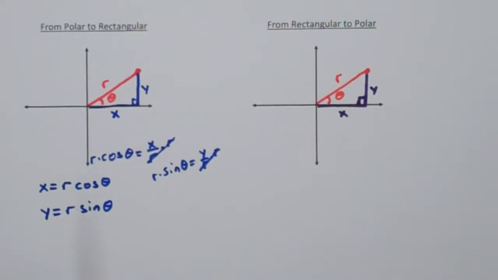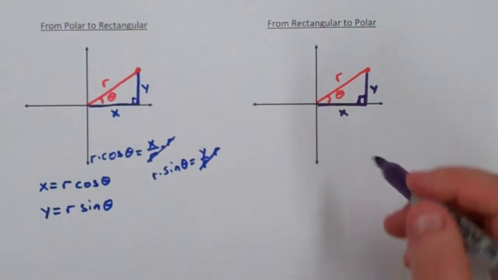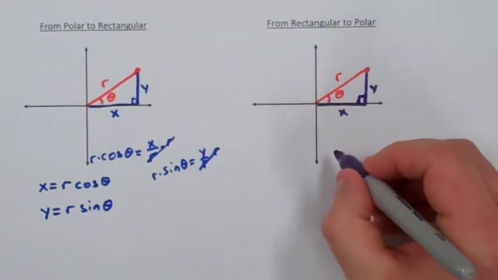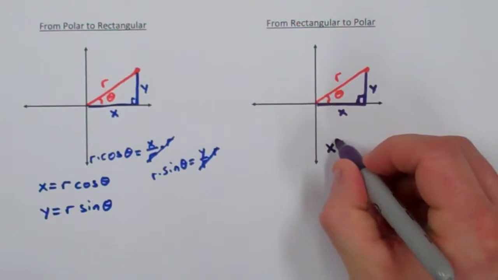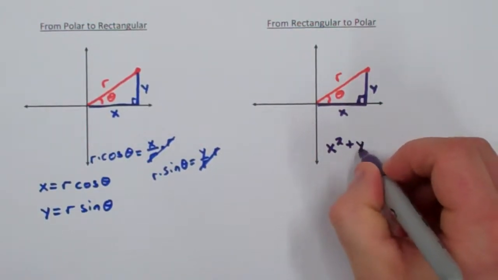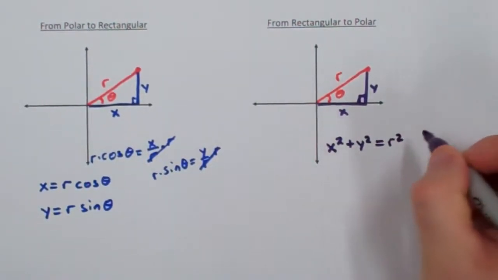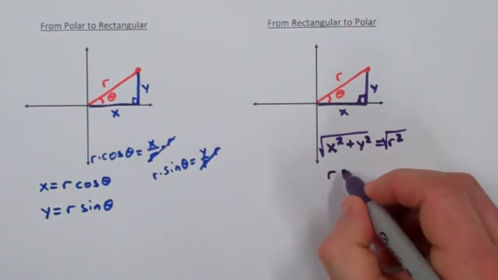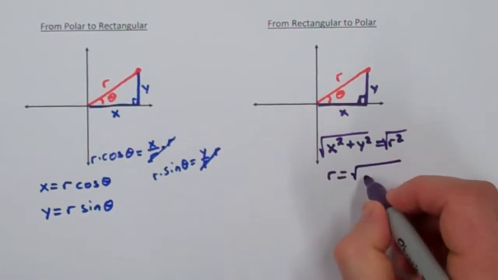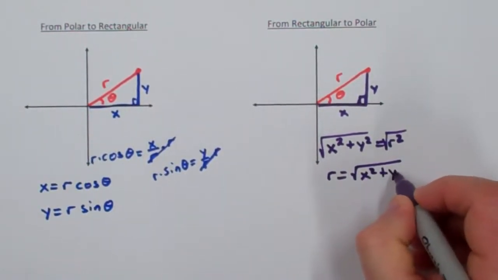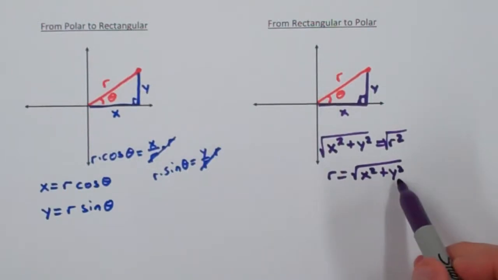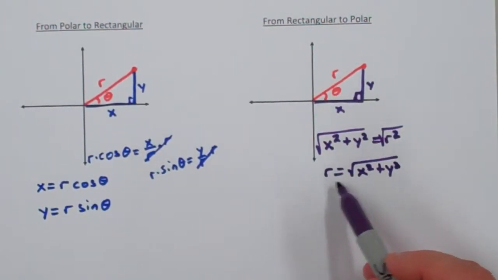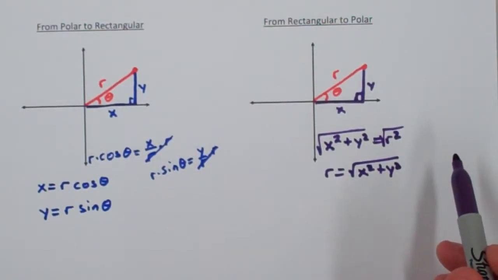So let's do x, y, and r to begin with. If you note, those are just three sides of a right triangle. So we can set up the Pythagorean theorem, x squared plus y squared equals r squared. We could square root each side, and you'll note that r is the square root of x squared plus y squared. So now if you're given the x and y, you have the rectangular. To get the polar, at least the radius, you just take the square root of x squared plus y squared.